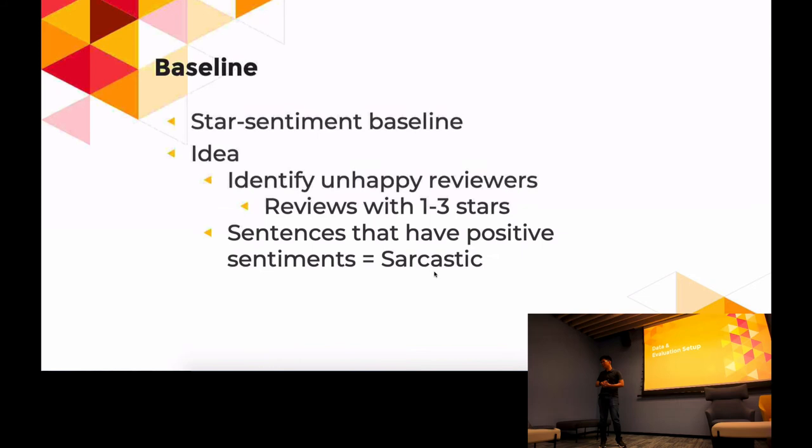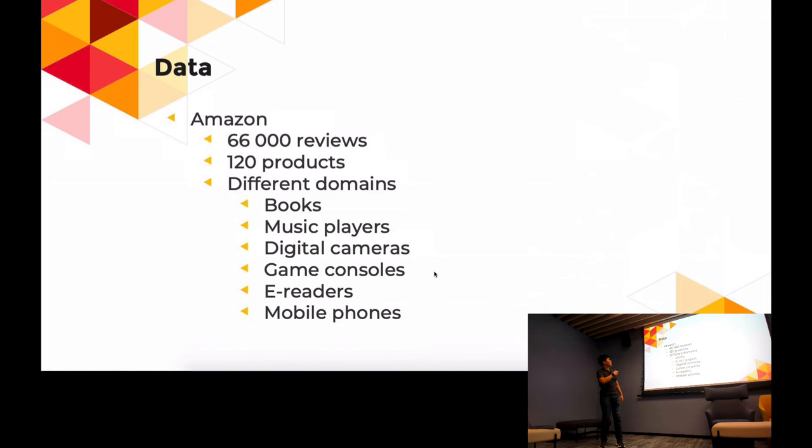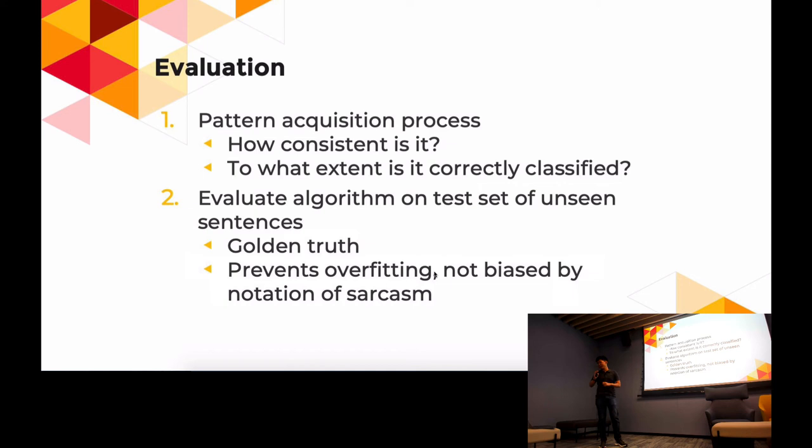The data we had was from Amazon, over 66,000 reviews over 120 products of different domains. The main evaluation points are the pattern acquisition process, like how consistent it is, to what extent it has been correctly classified, and also to evaluate the algorithm on a test set of unseen sentences. We compare it with a golden truth to prevent overfitting and to ensure that it's not biased, because this is semi-supervised learning. If we learn based on what we call seeds, we have to compare it to the golden truth so as not to overfit.